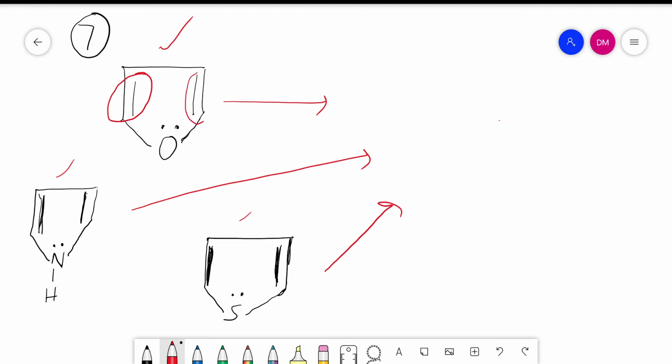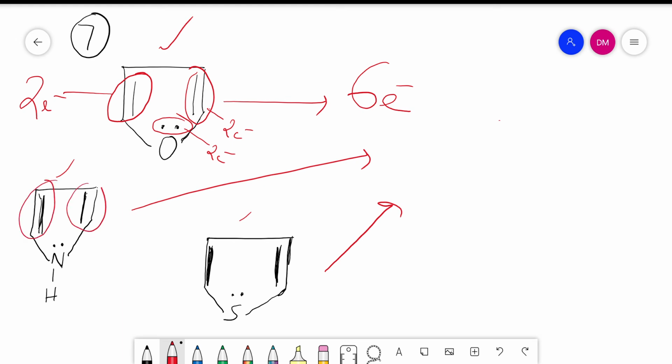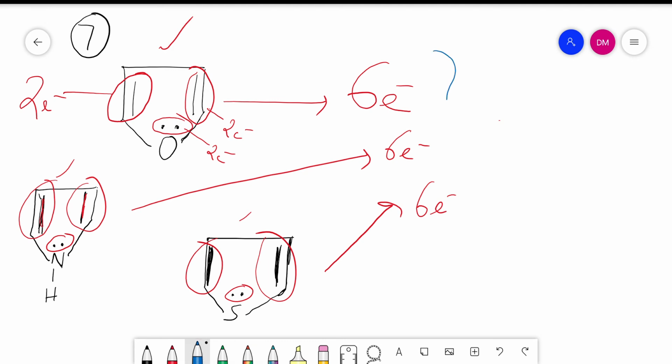One pi bond, another pi bond, lone pair. Two electrons, two electrons, two electrons, 6 electrons. Here also 1, 2, 3, 4, 5, 6: two pi bonds and another lone pair. Here also 6 electrons. Here also 1, 2, 3, 4, 5, 6. So when you have 6 electrons present, this will be aromatic.